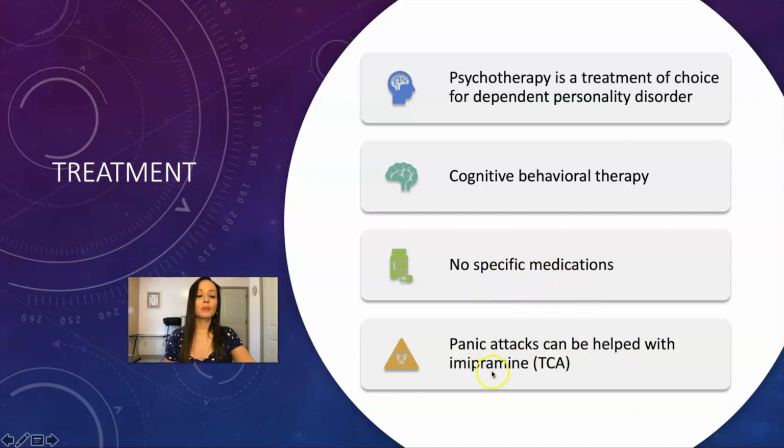Panic attacks can be helped with imipramine, but keep in mind this is a tricyclic antidepressant and TCAs have a lot of side effects. So it may not be the first choice, and may not be what a psychiatrist would actually order.